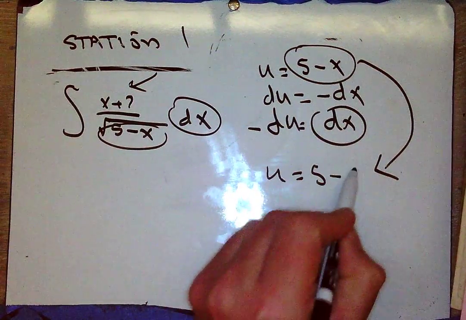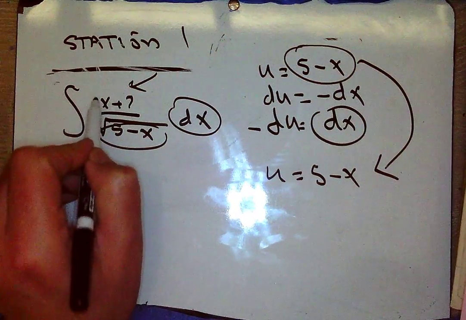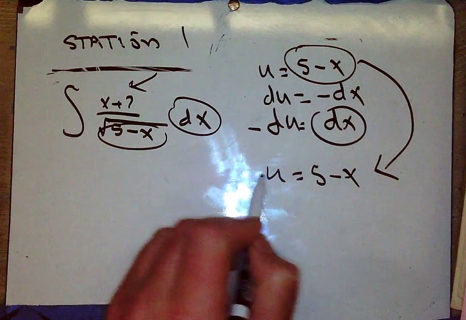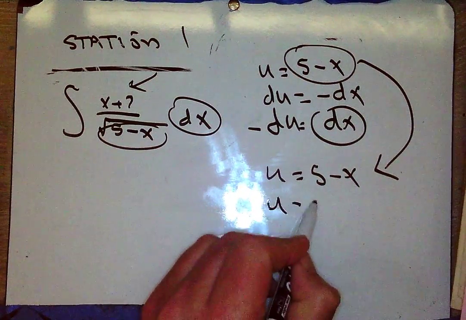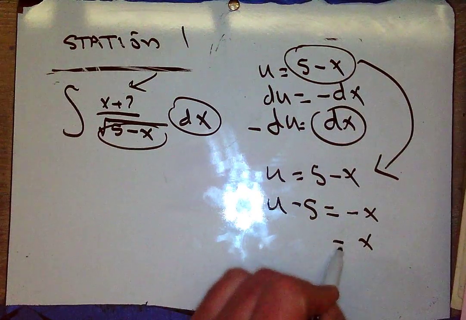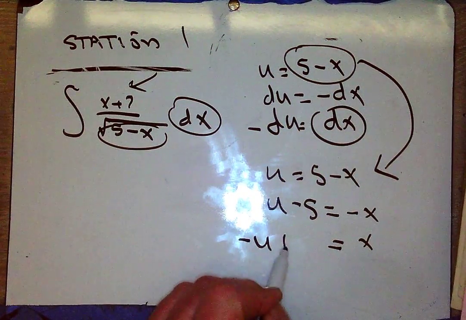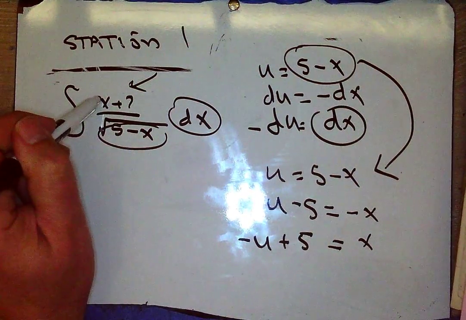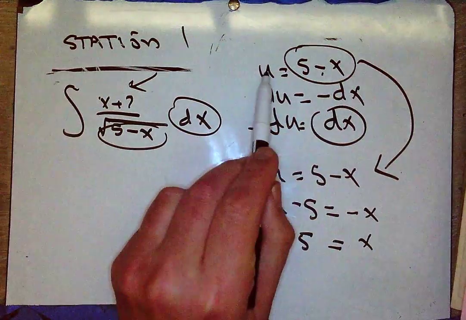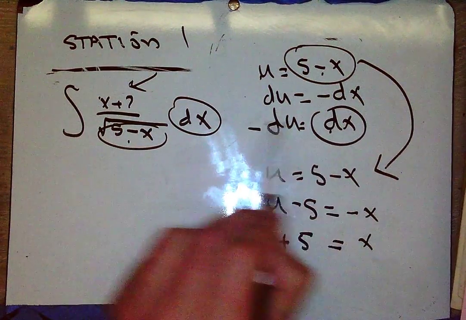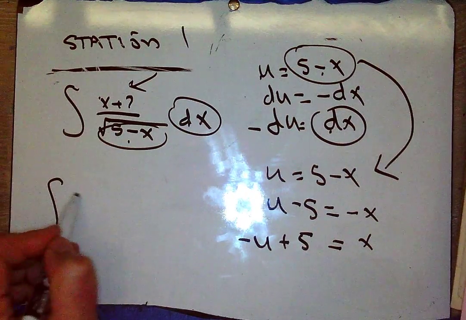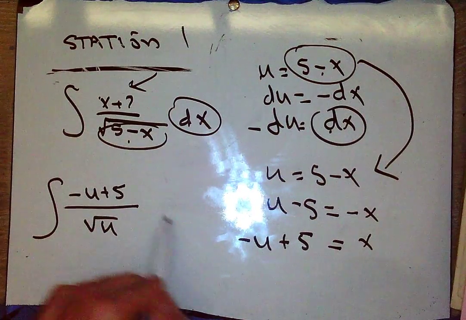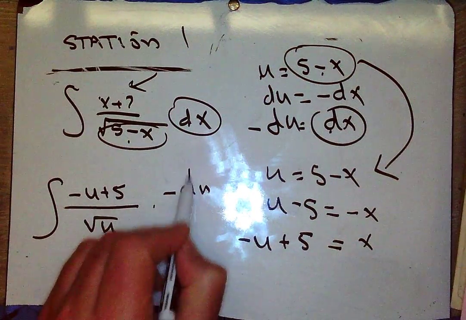But what about that? Well, let's take a second look here. Remember how u was equal to 5 minus x? I really wish I knew what x was equal to in terms of u. So I'm going to solve this equation for x. X equals, instead of u equals. So I'll have u minus 5 equals negative x, or x equals minus u plus 5. Great. So now I can take this stuff and put it here, and I can replace this with u, and I can replace this here. So now I'm going to have (minus u plus 5) over square root of u times negative du.